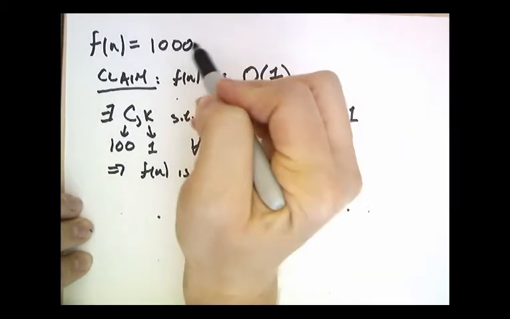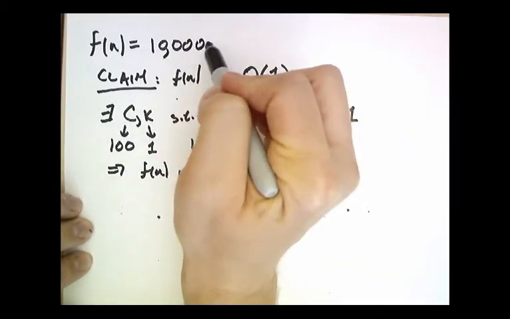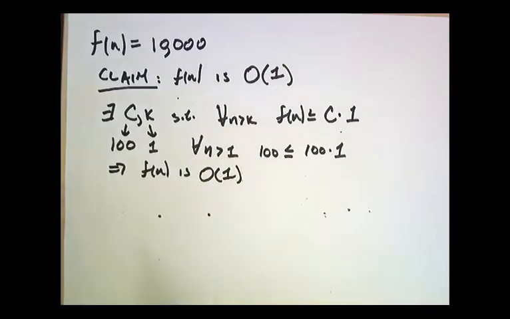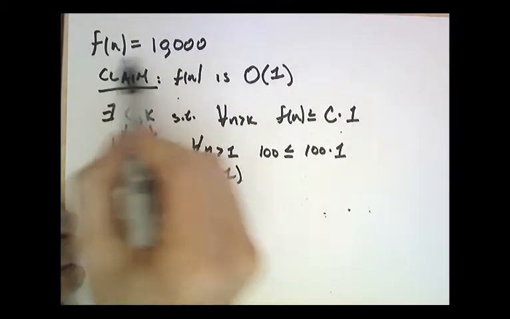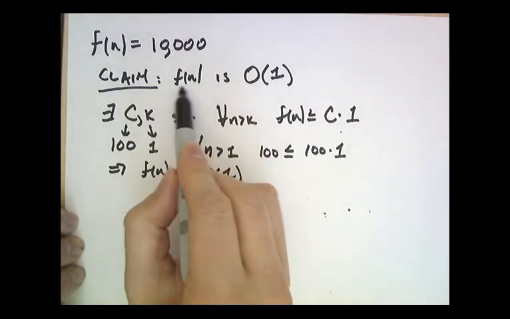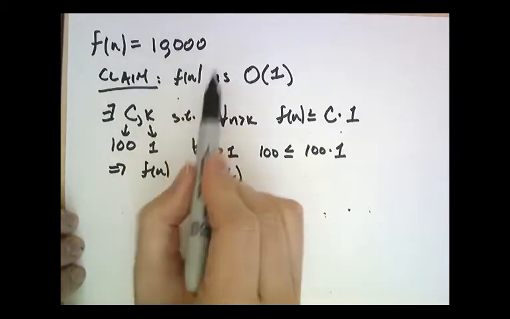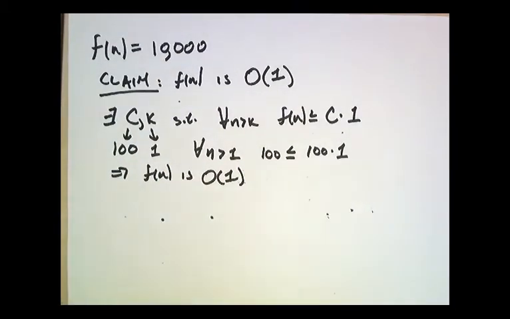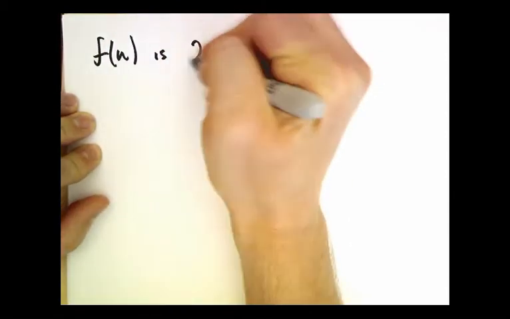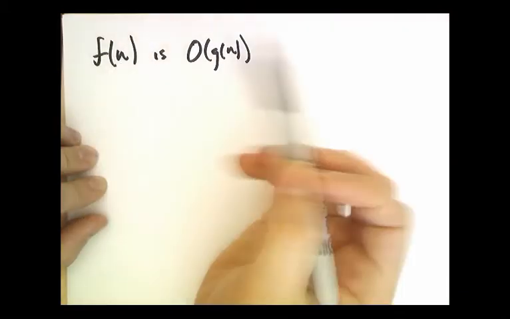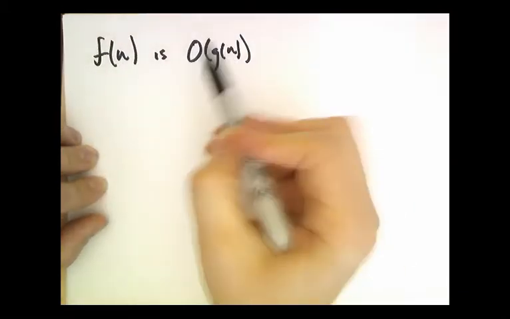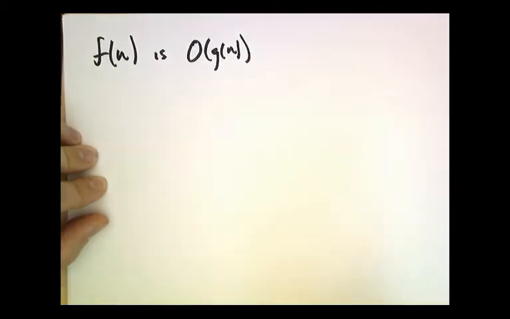So that's just another way of saying that f of n is a constant. If I'd put 1,000 here, or 10,000, or 100,000, or 1,000,000, any constant that doesn't depend on n, then if f of n is a constant, f of n is big O of 1. So remember, we said that f of n is big O of g of n whenever, for sufficiently large n, f of n is always less than or equal to some constant times g of n.